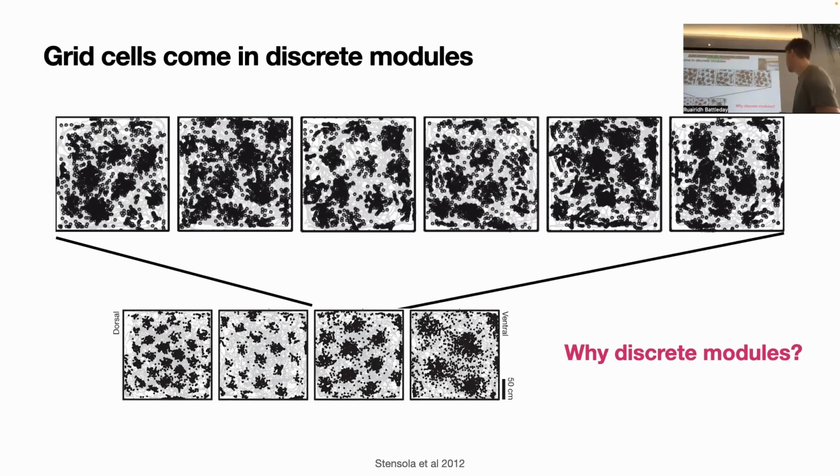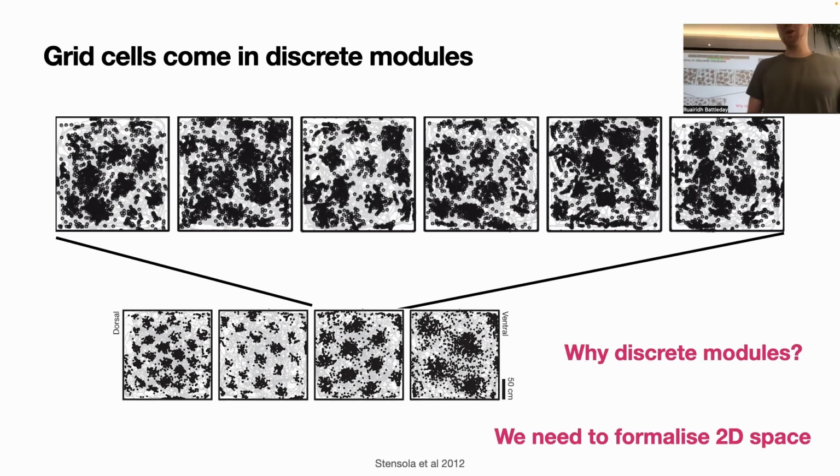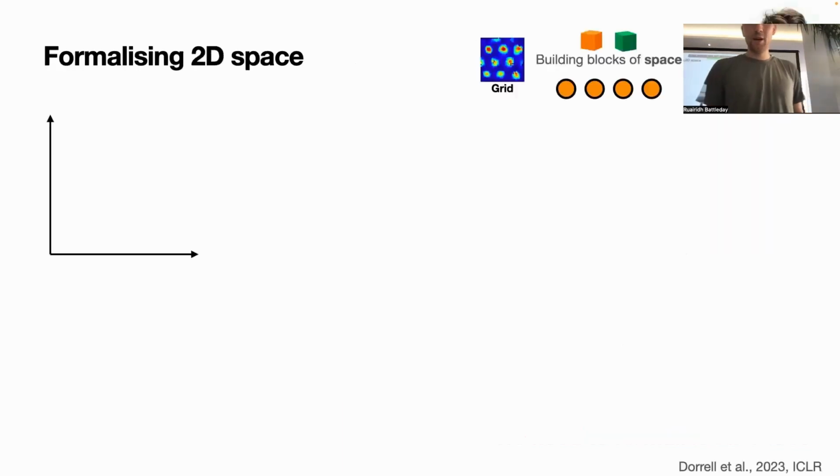So the question we're trying to wonder is why discrete modules? And to do that, we're going to need to formalize 2D space. So that's what we're going to do in the last 10 minutes or so. Okay, so formalizing 2D space. This is work with a PhD student already mentioned today, Will Dorrell from the Gatsby.